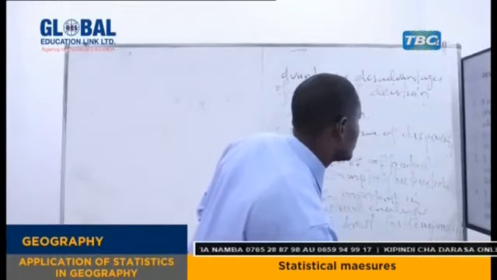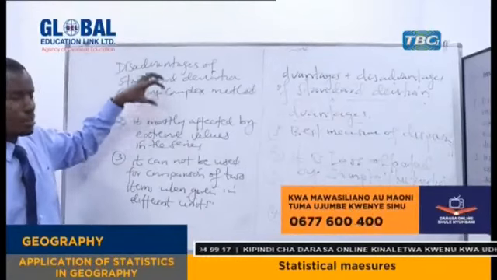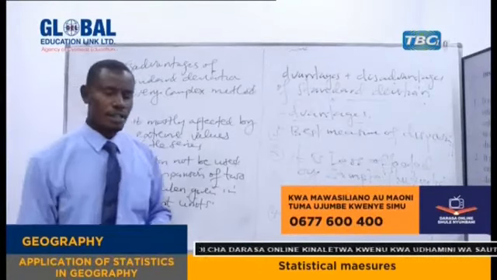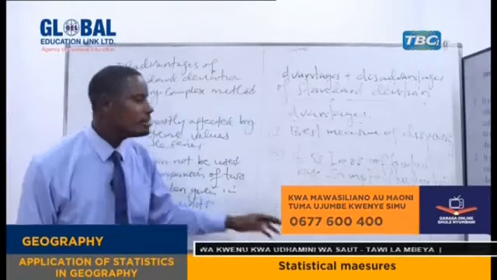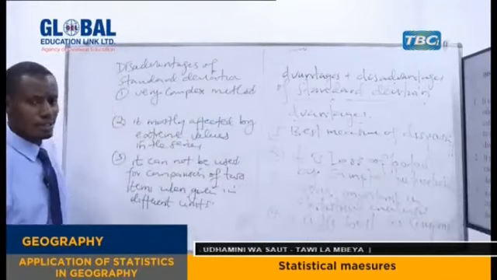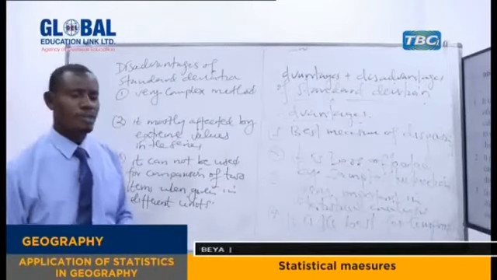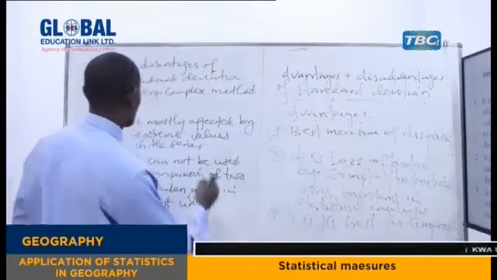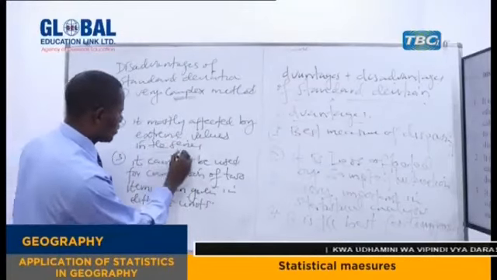We have the disadvantages. So we go to the last aspect, which is about assessing or explaining the disadvantages of the standard deviation. We have appreciated it, but on the other side, it has the following disadvantages. The first one, we say it's a very complex method, because we have seen it's very difficult to compute. But again, it's mostly affected by the extreme values in the series.